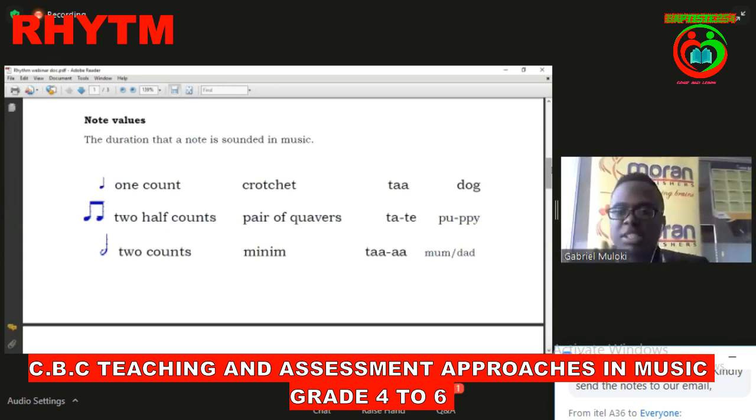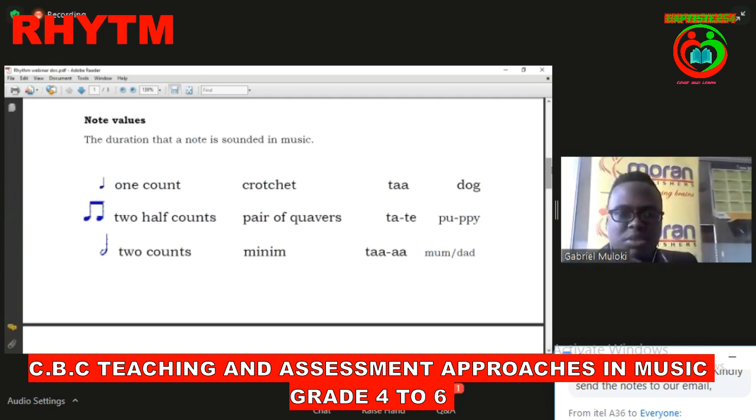So as they clap ta, ta, they can also be chanting words which have one syllable. They can be chanting dog, dog, dog, dog, mom, mom, dad, dad. You see, that way they'll always remember that the duration of a crotchet is always one count, and it can easily be used with words which have one syllable.